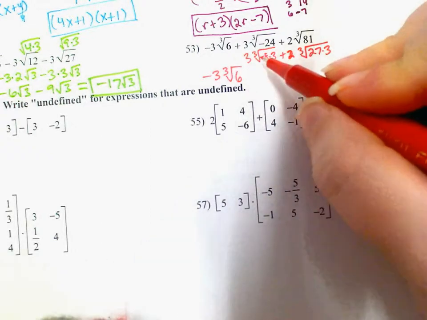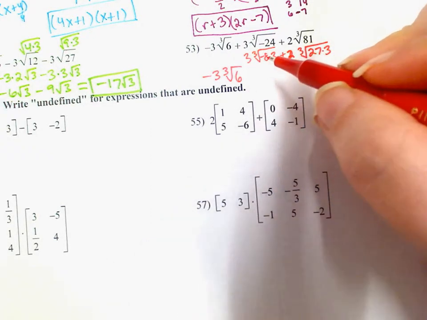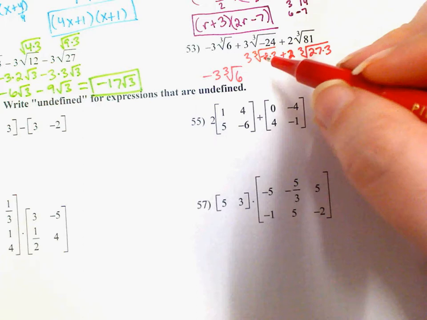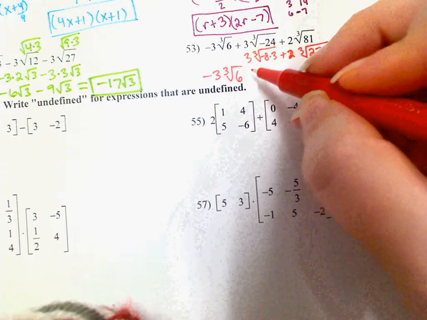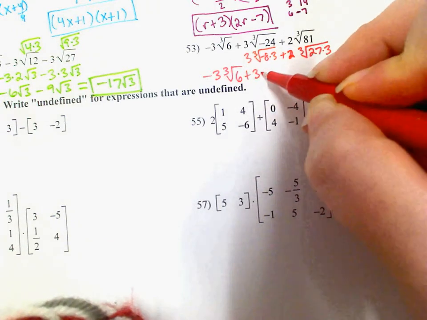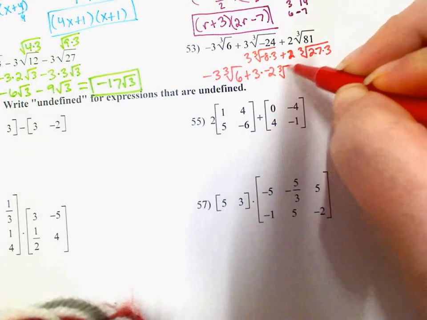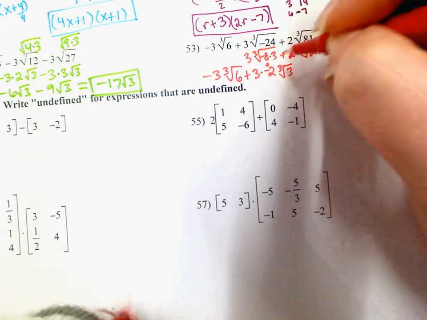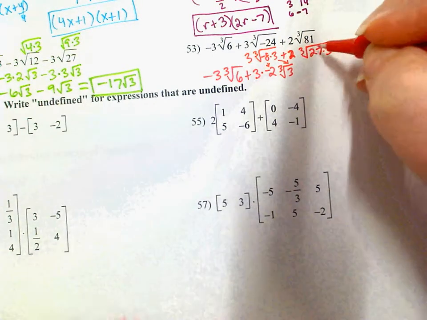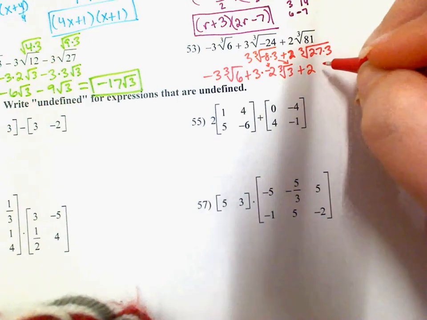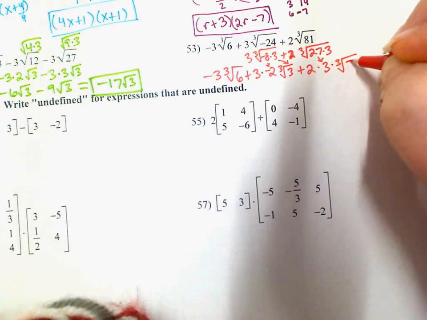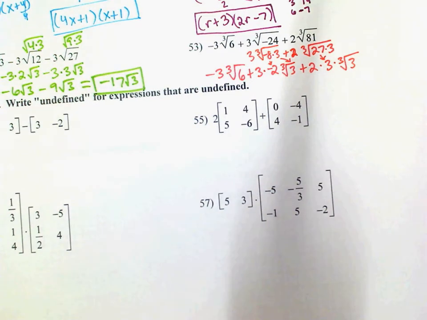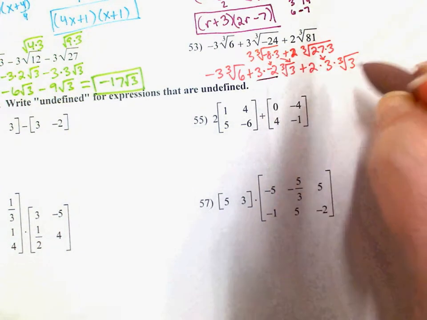The cubed root of negative 8. Guys, what is the cubed root of negative 8? Negative 2. Cubed root of a negative is still negative, right? So I've got plus 3 times a negative 2 times the cubed root of 3. So the cubed root of negative 8 is negative 2, and the 3 stays on the outside. The cubed root of 27 is 3, and then times the cubed root of 3. It's very hard to see with it all being red. So I've got this times the cubed root of 3 and this times the cubed root of 3.